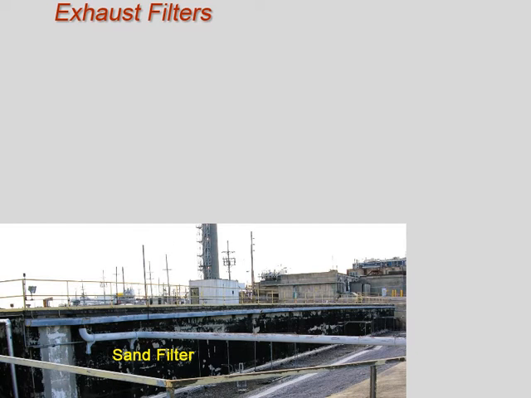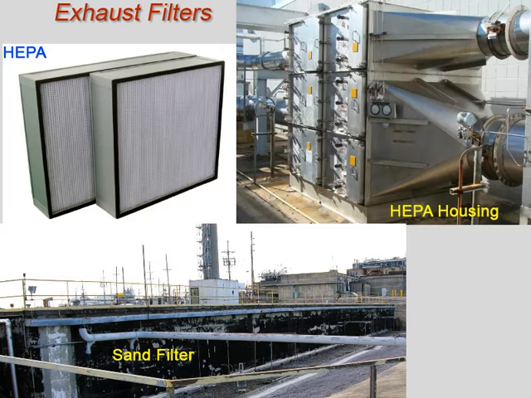One type of exhaust filter used at SRS is a high-efficiency sand filter. This high-efficiency filter is used to ensure any radioactive particles in the airstream are removed before entering the atmosphere. Typically, the final filter air passes through before being released to the environment is a high-efficiency particulate air, or HEPA, filter.